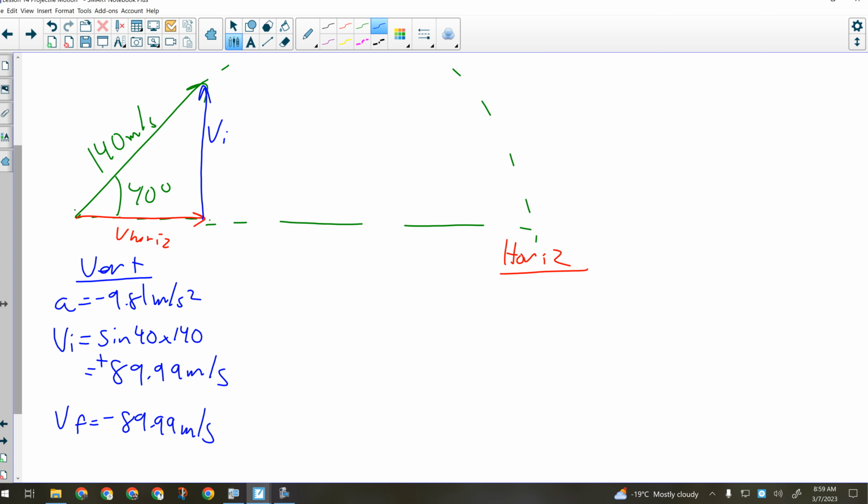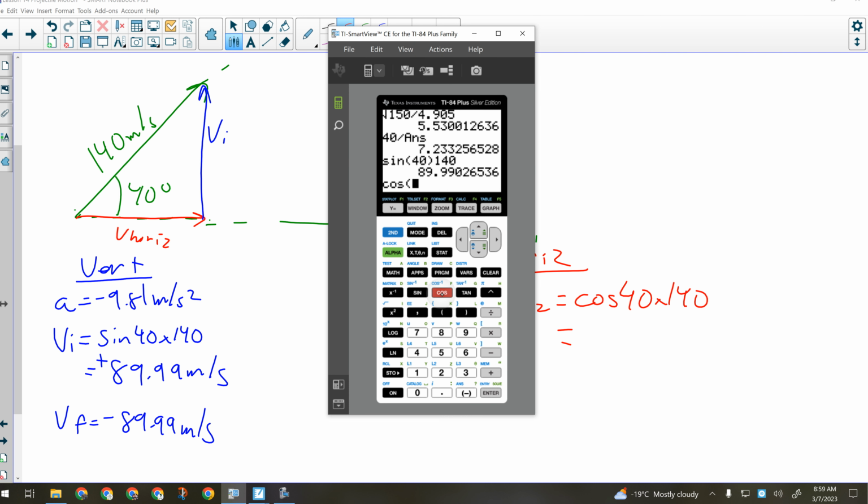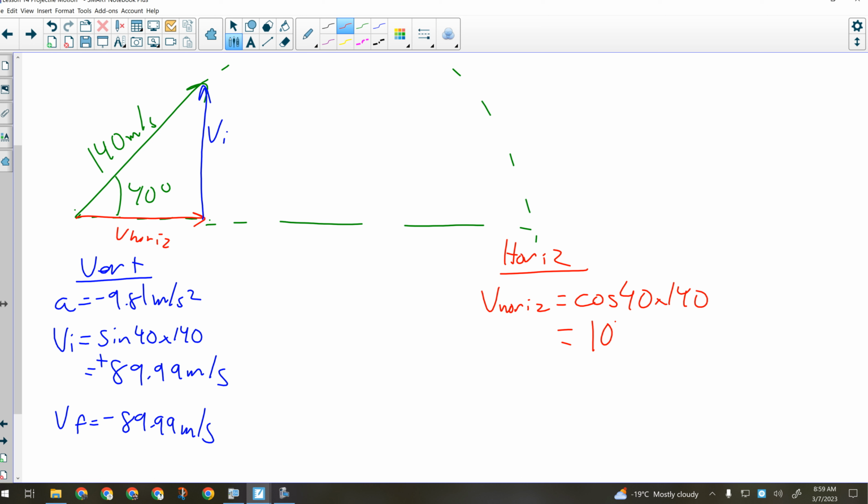We can also do this to find the horizontal component of that 140, that projected velocity, knowing that horizontally that velocity will remain constant. So that will be the cos of 40 times 140. So 107.25 meters per second.